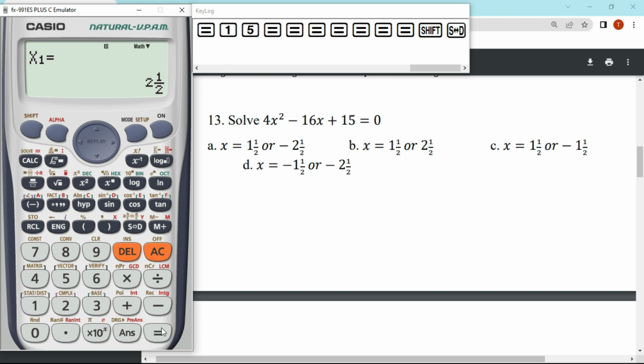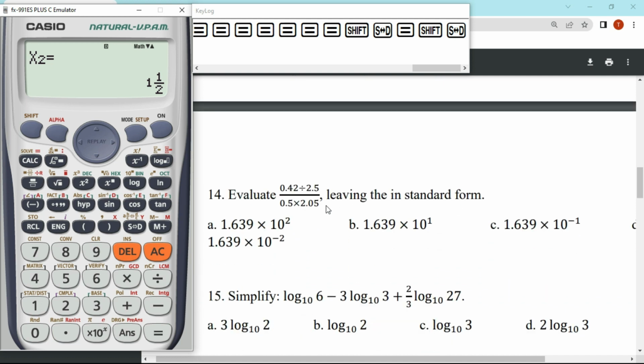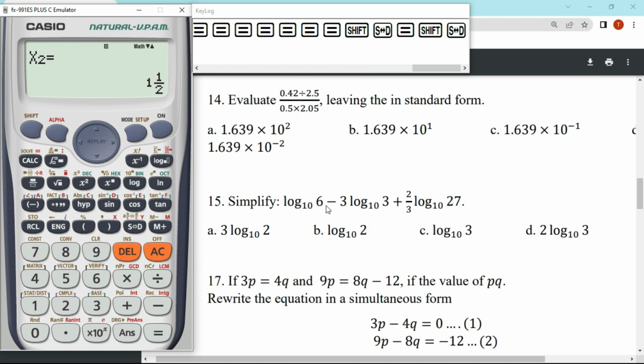So now let's look at the second one too. We have 1 whole number 1/2. So B is our answer. We have 1 whole number 1/2 or 2 whole number 1/2 as our answer for question 13, which is B. So select B, and then you move on. Now let's move to question 14.